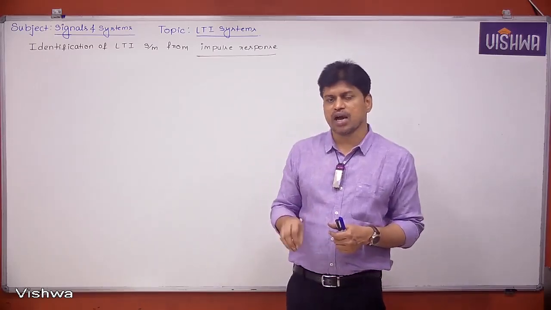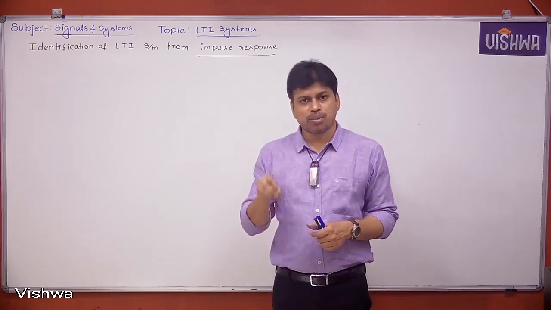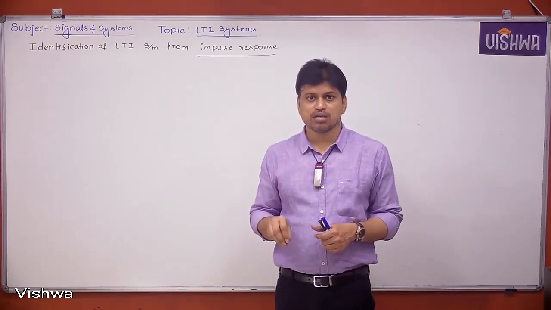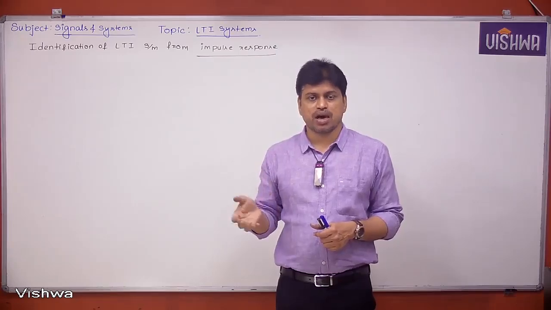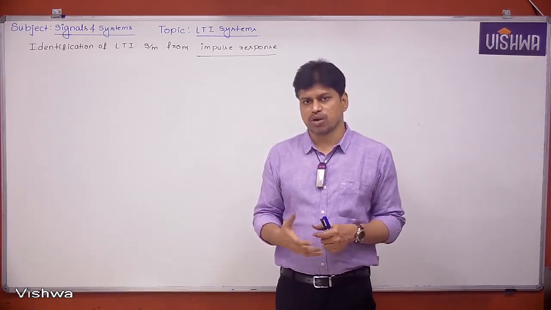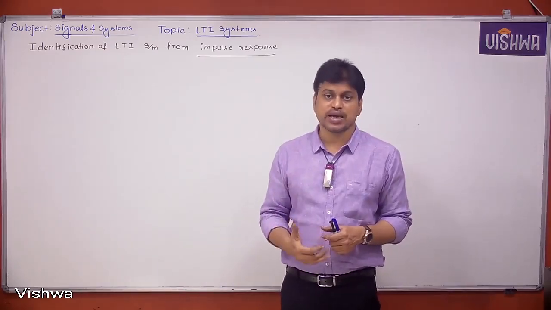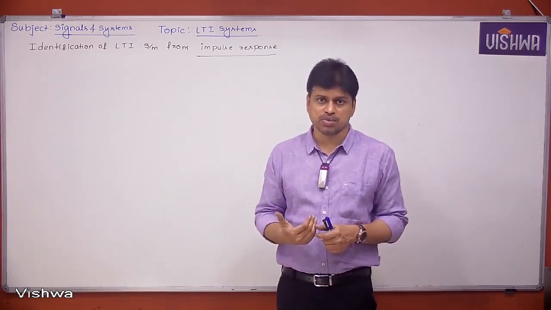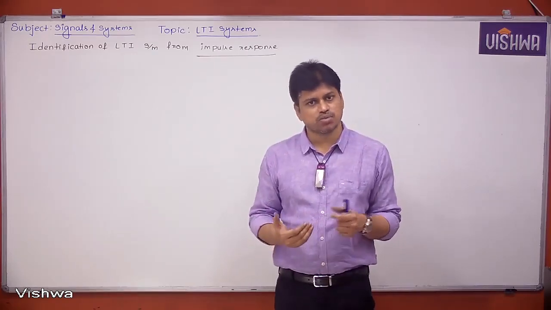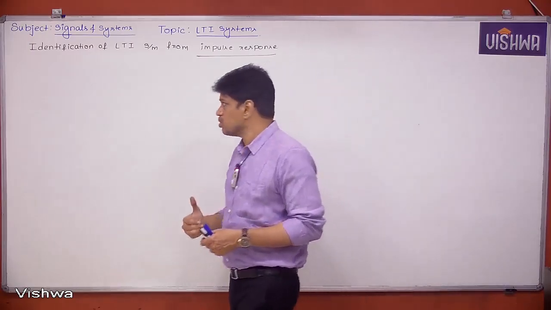What if they have given h of t, that means the impulse response is given? From that impulse response we have to identify the system, whether it is static or not, causal or not, stable or not, invertible or not. For that we have to see what the conditions on h of t or h of n are. If it is a continuous time case, we look at the h of t conditions, or if it is a discrete time case, we look at the h of n conditions. So let's see them one by one.